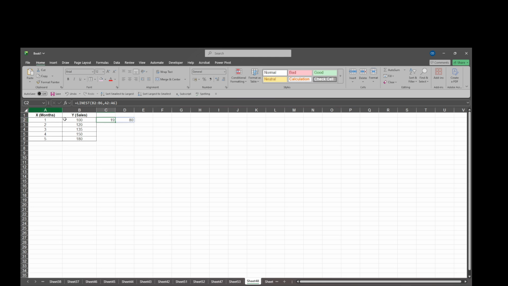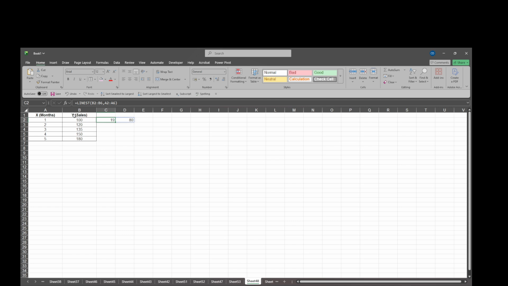the regression equation. When using LINEST, always make sure your Y range and X range line up correctly and contain the same number of data points. Also remember that the dependent variable, the outcome you want to predict, goes first. In this case, sales are the Y values, so they come before the month values.